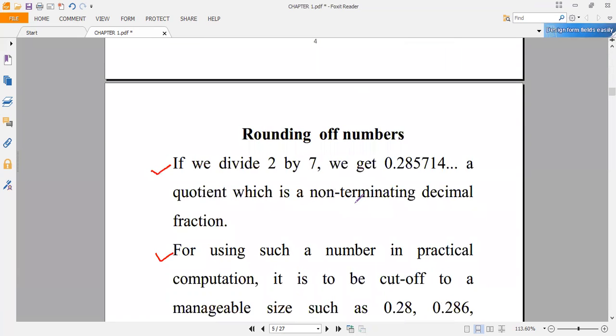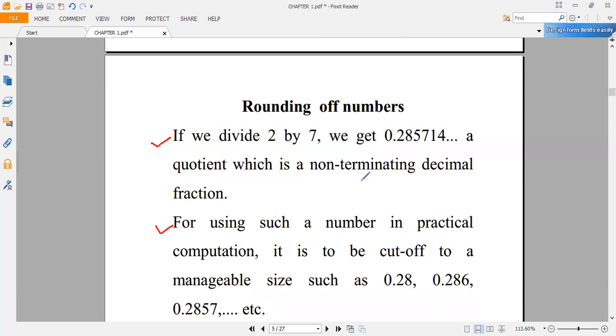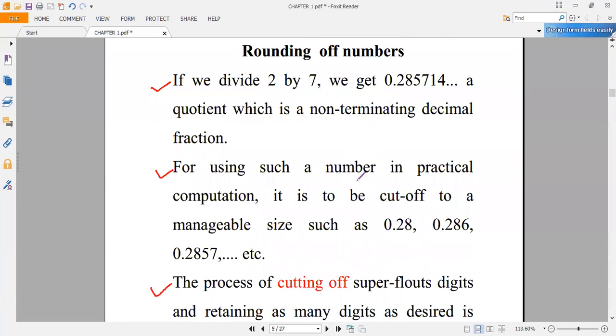The other one is rounding of a number. When we divide 2 by 7, we get a non-terminating decimal fraction, which is 0.285714, and it continues like that. For using such a number in practical computation, it should be cut off to a manageable size, such as 0.29 in 2 significant figures, 0.286 in 3 significant figures, 0.2857 in 4 significant figures, and so on.